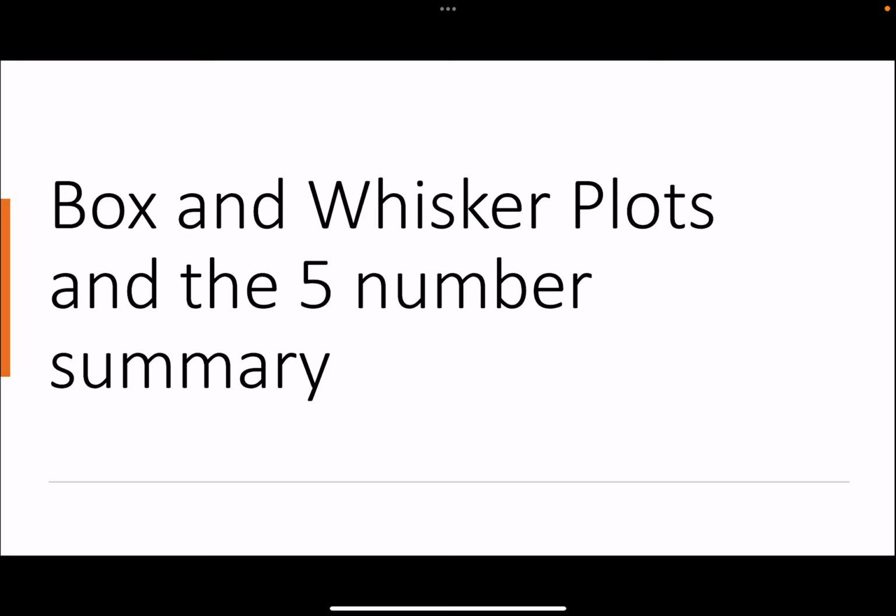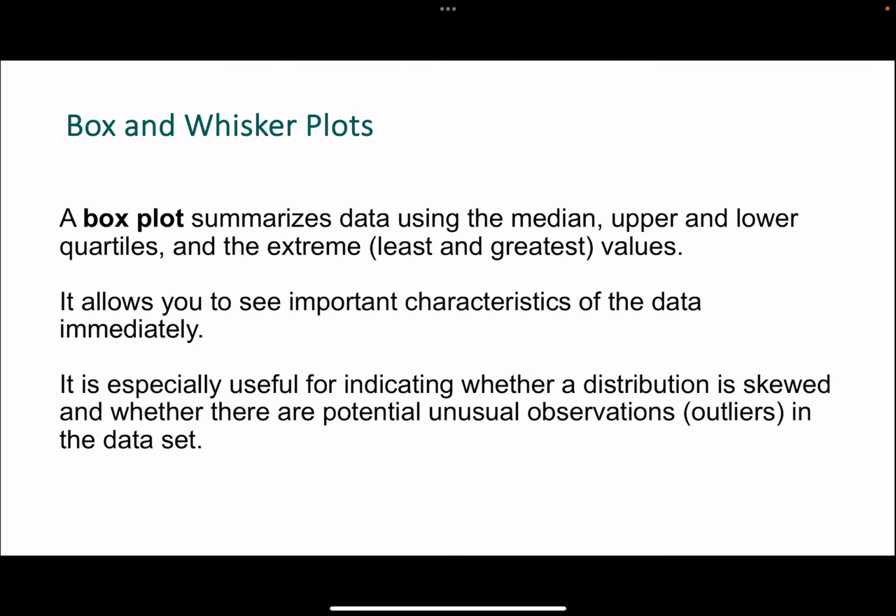In this video, we're going to be talking about the box and whisker plots and the 5-number summary. We are only talking about the box whisker plots up till now because we needed the information about dispersion and also about quartiles. So a box plot summarizes data using the mean, the upper and the lower quartiles, and the extreme, the least and the greatest values.